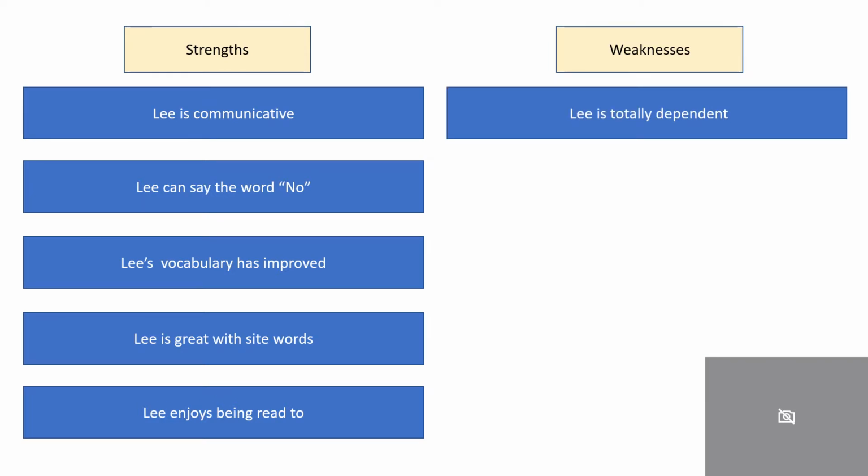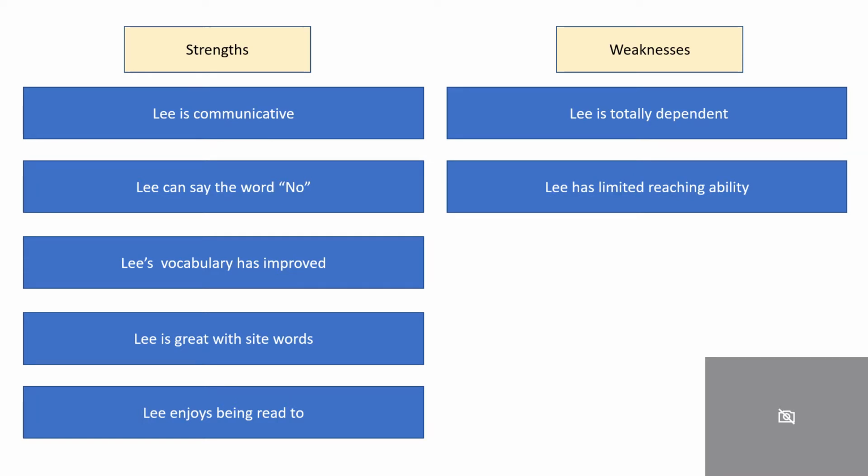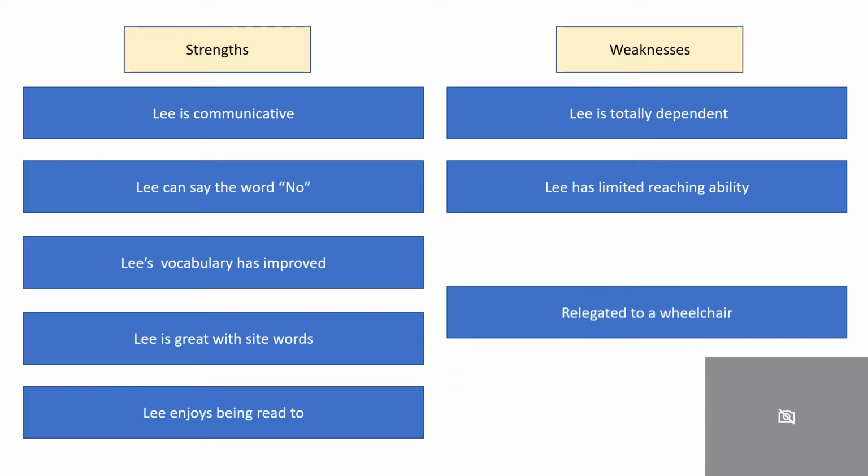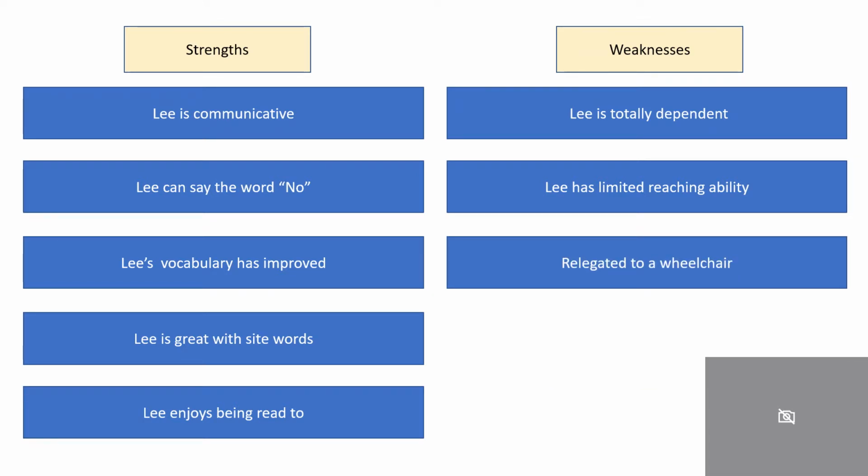Moving on to Lee's weaknesses, Lee is totally dependent on caregivers for all activities of daily living and positioning. He also has limited reaching ability, limiting his ability to grasp objects that are far out of reach. Lee's disability has relegated him to the use of a wheelchair for mobility.